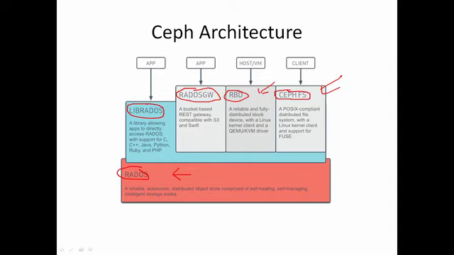It's a POSIX-compliant distributed file system with a Linux kernel client and support for Fuse. What this basically means is this is a shared file system that any client who has the proper privileges can mount. And typically you would mount this via NFS. There's actually a Ceph FS driver that's similar to NFS that you mount this file system.